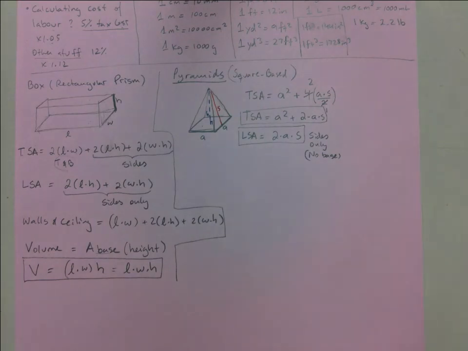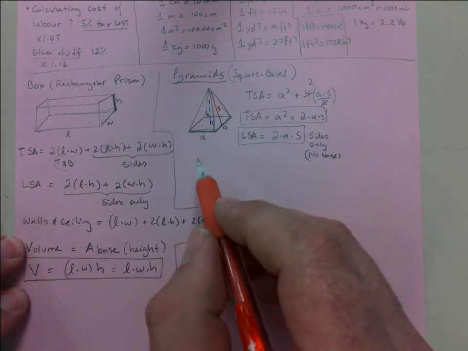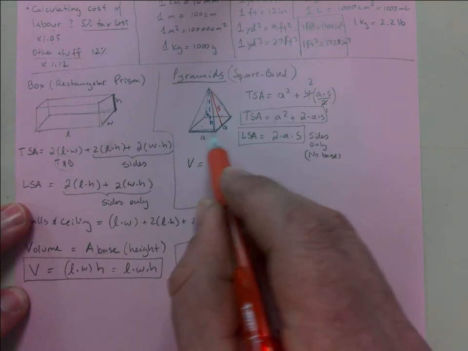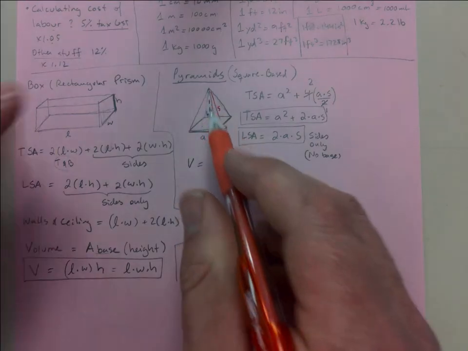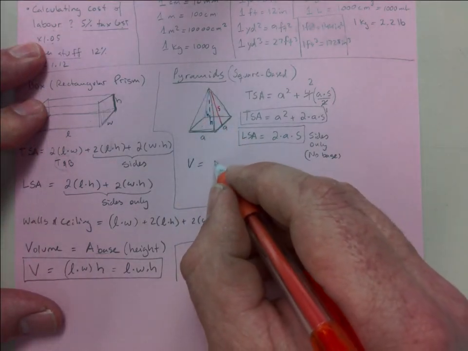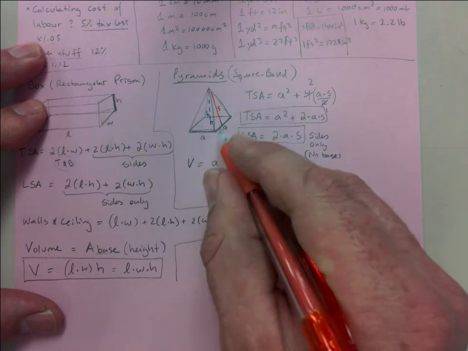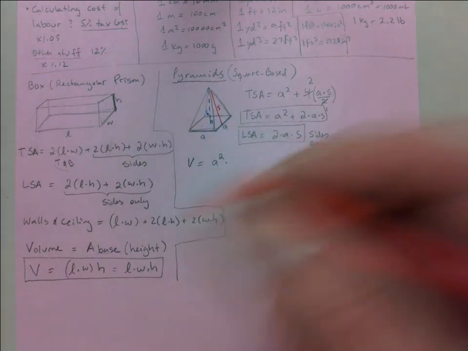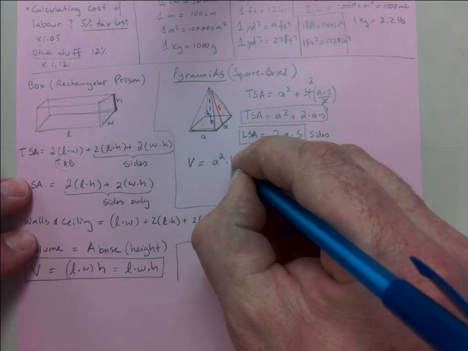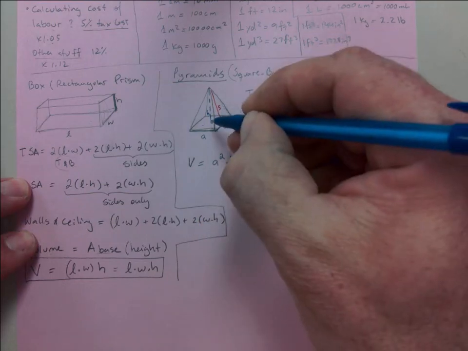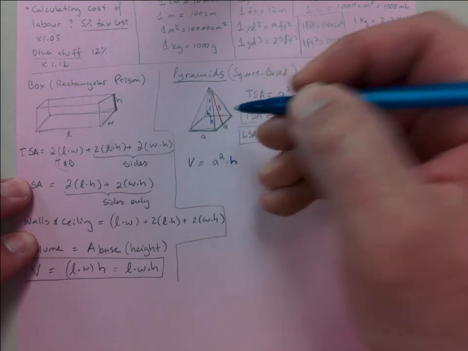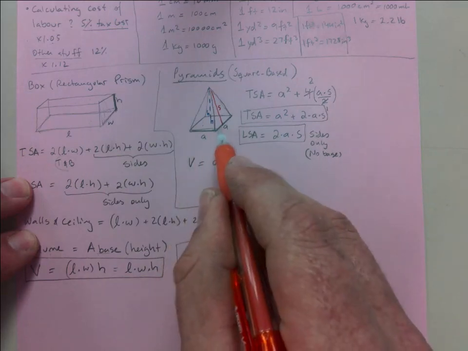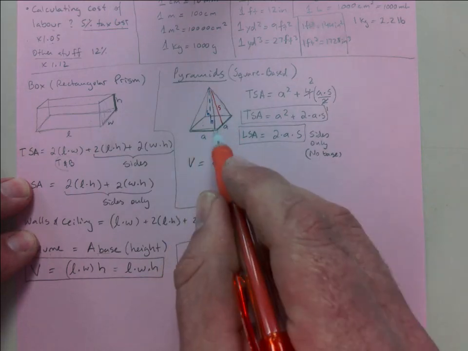And for volume, if you think about it, it's still area of base times height. However, area of base is A times A, or A squared, times the height. And here we're talking the actual height. Volume, you're wanting the inside space. You wouldn't want to use the slant height here. So it's A times A, which is A squared, times height.